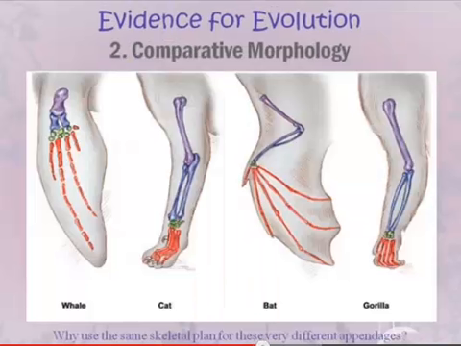When you start comparing the limbs of different animals, you start to notice some similarities. We call this comparative morphology. We also call it homologous structures, and that's something you'll learn about a little later in the unit.